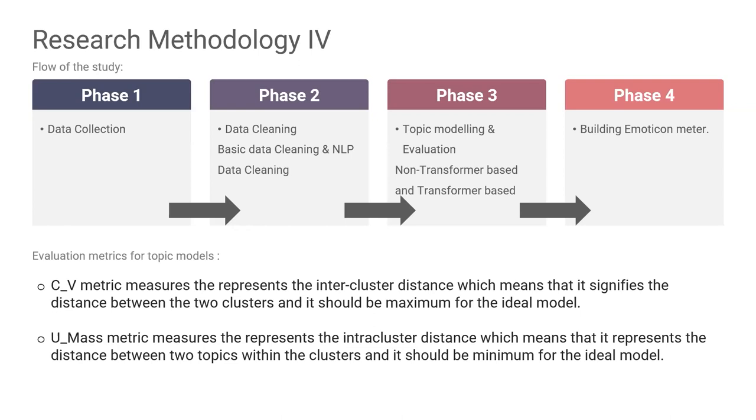So for example, within the cluster you have some data points, and they should be very close, which means it represents the distance between two topics within the cluster. And it should be minimum for the ideal model. So your CV should be maximum and UMass should be minimum. These are the two metrics we evaluated, apart from the qualitative analysis as well.